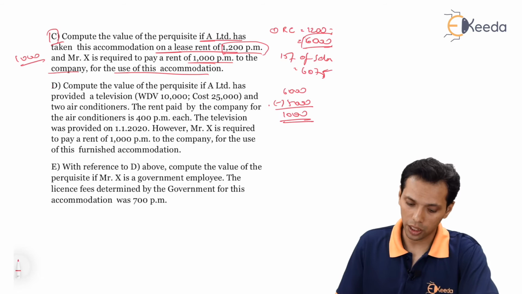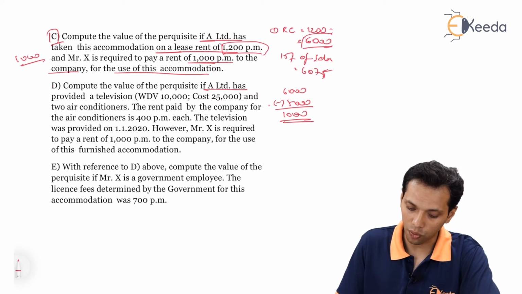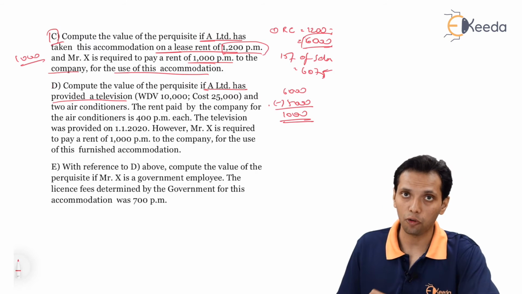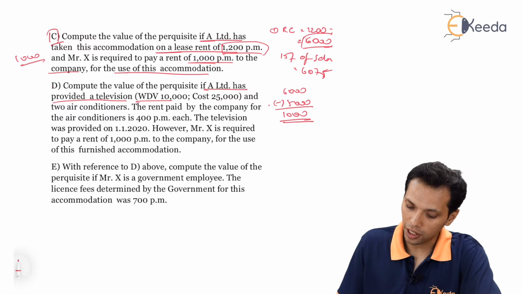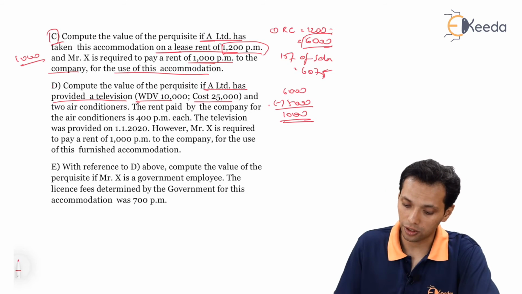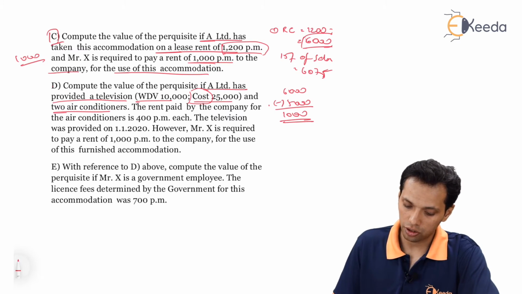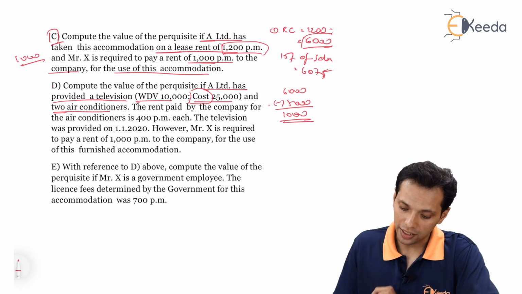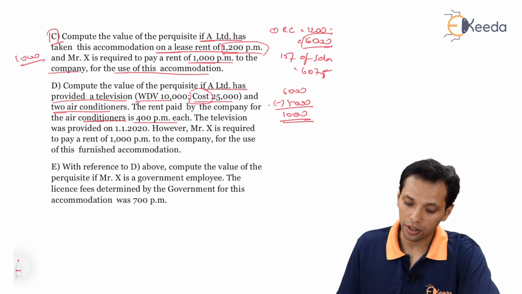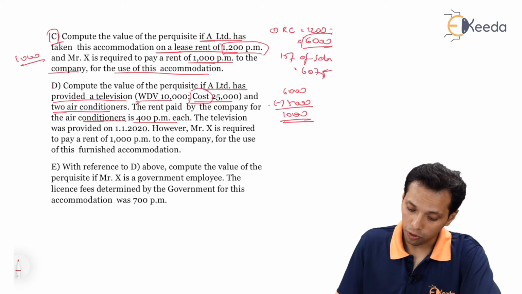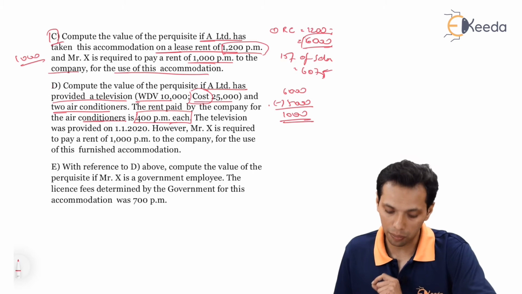Now part D of the same question. Compute the value of the perquisite if A Limited has provided a television. Now we are moving on to the furnished accommodation. Television WDV value is given and cost of the asset is given. Here we are more concerned with the cost of the assets. And 2 air conditioners. The rent paid by the company for the air conditioner is 400 per month each. So for each of the AC, the amount paid is 400 per month.